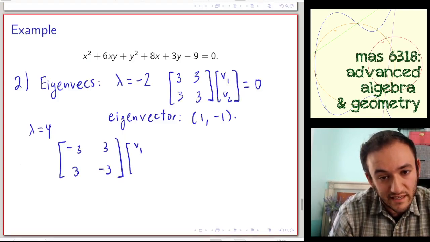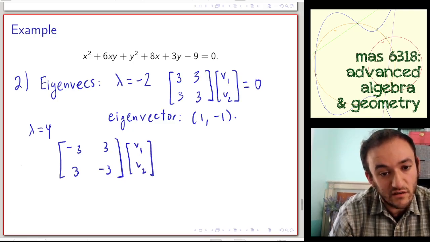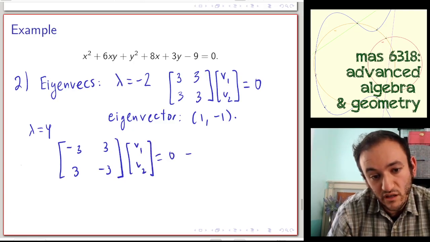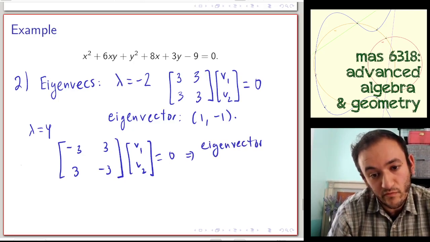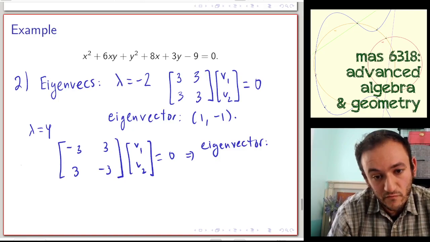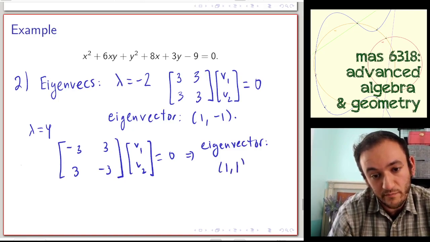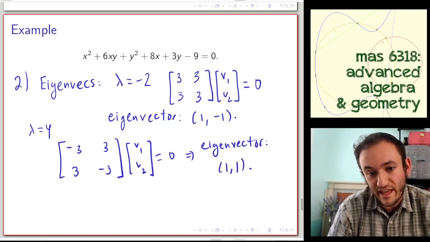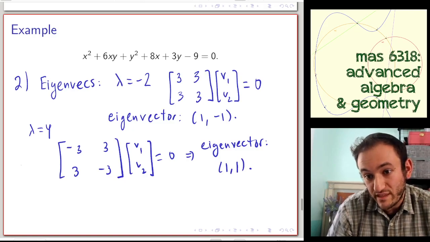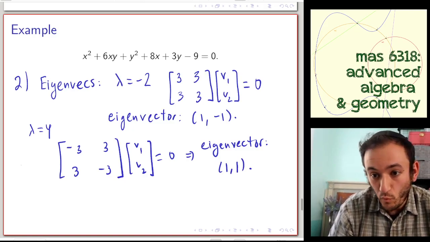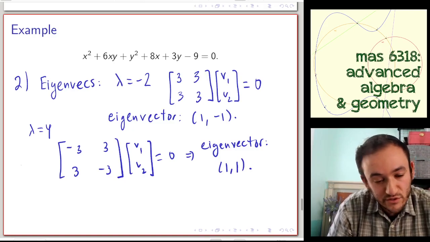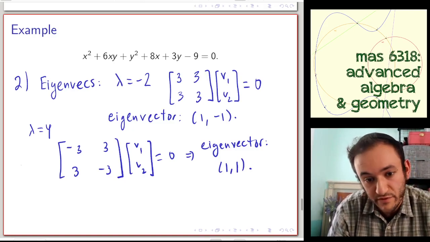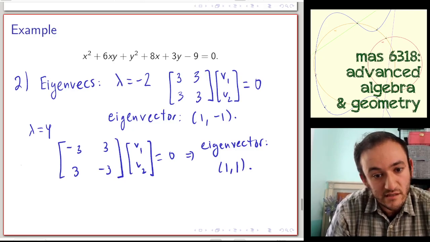And in this case, an eigenvector would be v1 equals v2, so the vector 1, 1. Okay, we need this to be orthonormal, so we want to make sure that the dot product of each vector with itself is 1. So to do that, we just simply divide by the square root of its norm, which in both cases is 2.